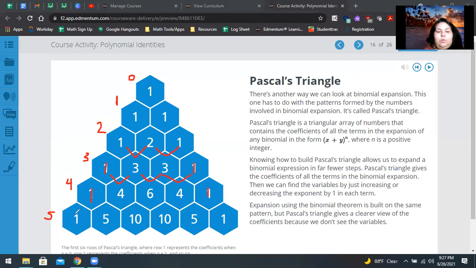Same pattern. Start with 1, then from the top row, 4 plus 1, 5. 4 plus 6, 10. 6 plus 4, 10. 4 plus 1, 5. And then there's no other one to hang on to, so it's just 1 at the end. So now we kind of see a little bit about Pascal's triangle.